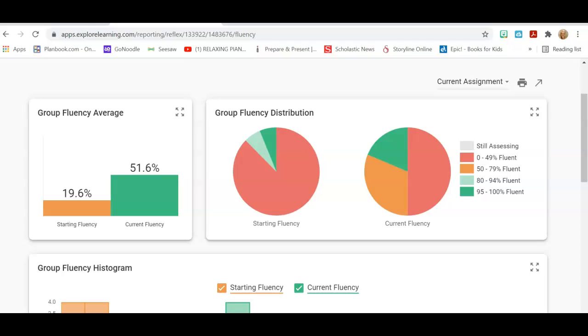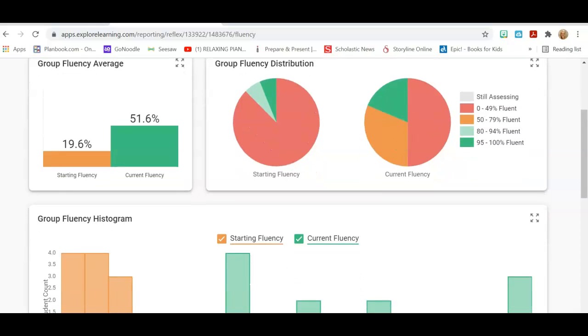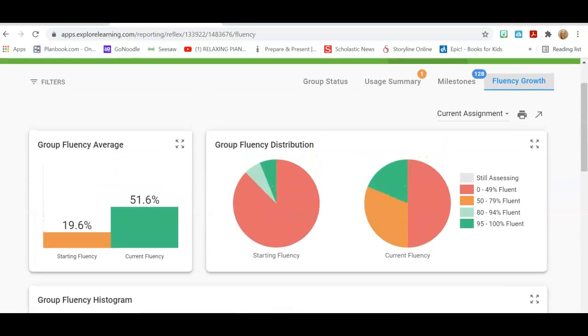So as you can see, my data has been showing me, from the beginning of the year to where I am now, that students are progressing on their fact fluency, which is something that I definitely wanted to look at and make sure that students are going in the right direction of learning their facts and becoming 100% fluent. That is the goal for second grade, that they become 100% fluent with their addition and subtraction facts.